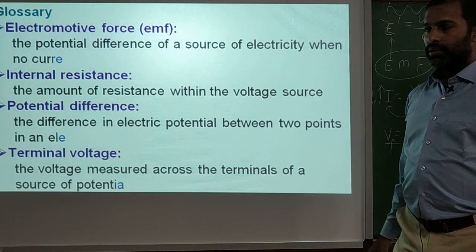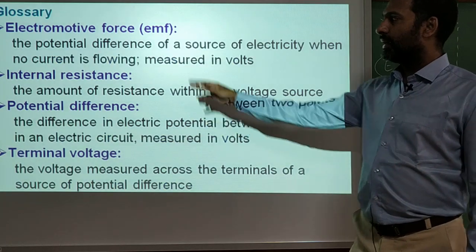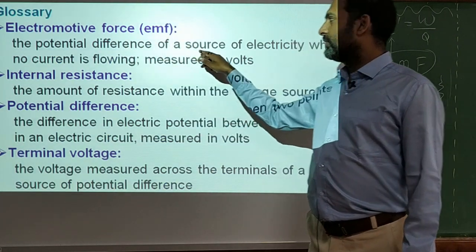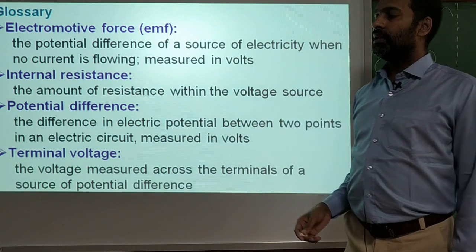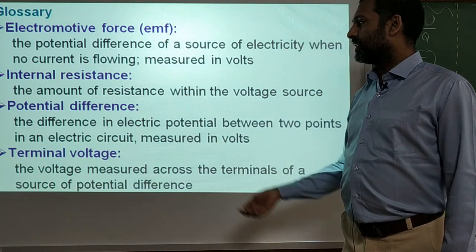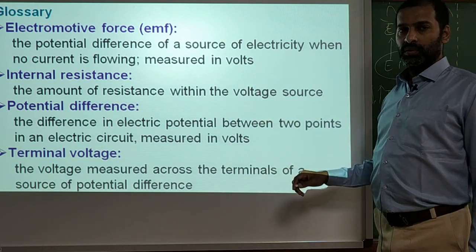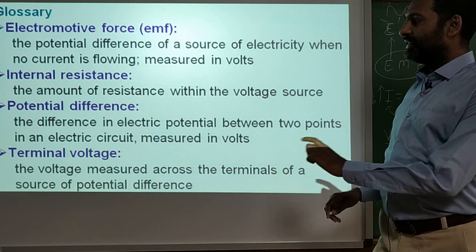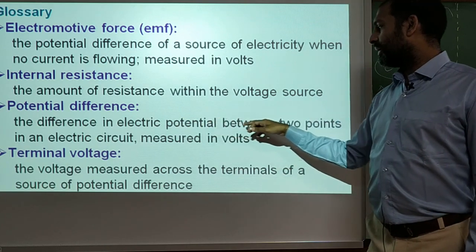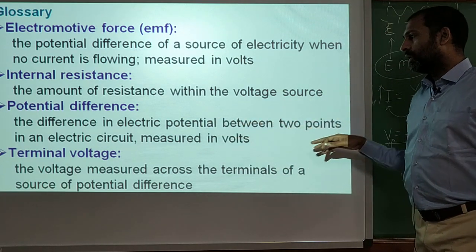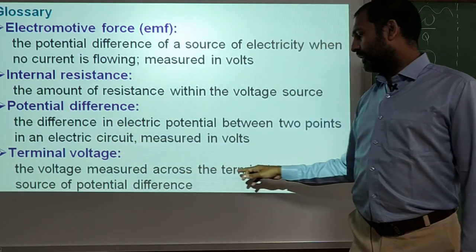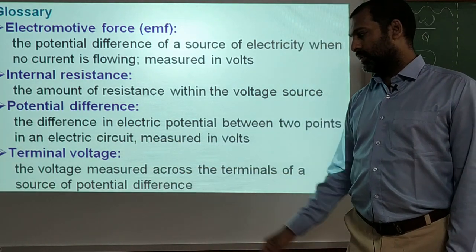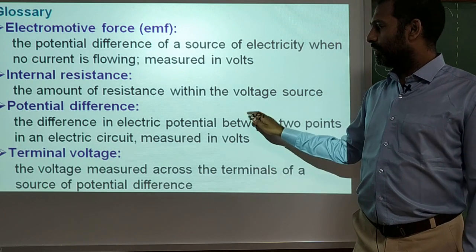So let us have the glossary. What we have discussed: electromotive force, the potential difference of a source of electricity when no current is flowing, measured in volts. Internal resistance, the amount of resistance within the voltage source. Potential difference, the difference in electric potential between 2 points in an electric circuit. Terminal voltage, the voltage measured across the terminals of a source of potential difference. So we have to remember these things.